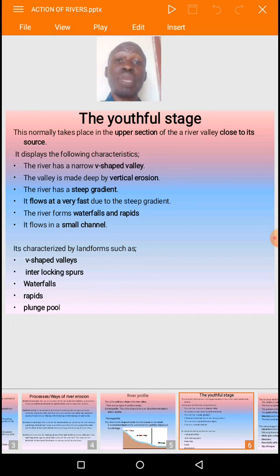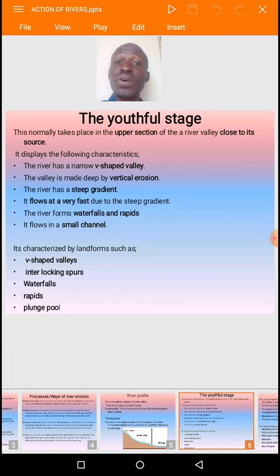Because of it being steep, definitely you will see the water flowing fast, or what you call a swift flow. So you don't expect water to be sluggishly flowing at this stage. It is fast flow. Then this brings about what you call waterfalls and rapids. Definitely you cannot have a rapid or waterfall where the water is not flowing at high speed.